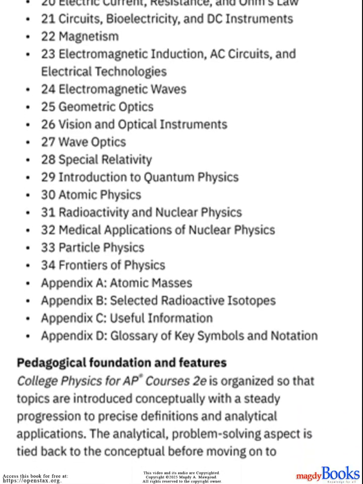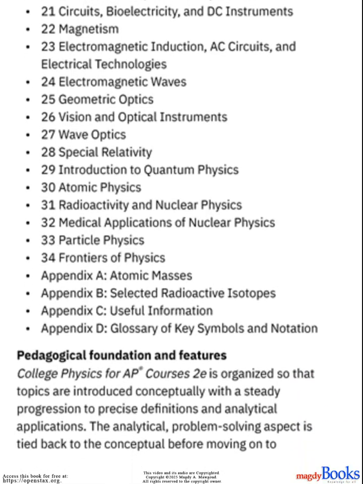Appendix A: Atomic masses. Appendix B: Selected radioactive isotopes. Appendix C: Useful information. Appendix D: Glossary of key symbols and notation.